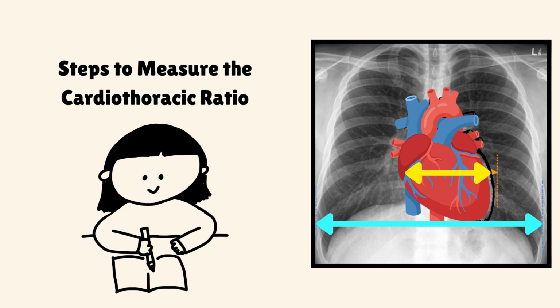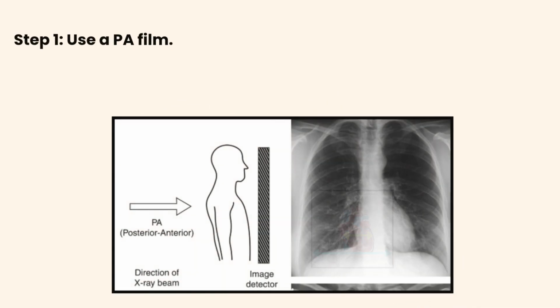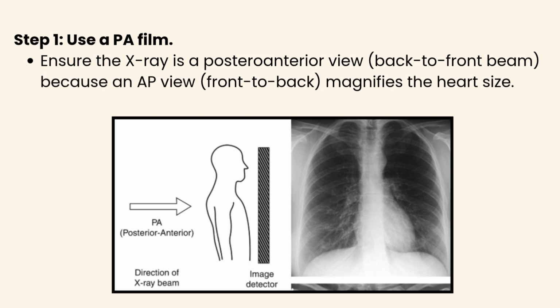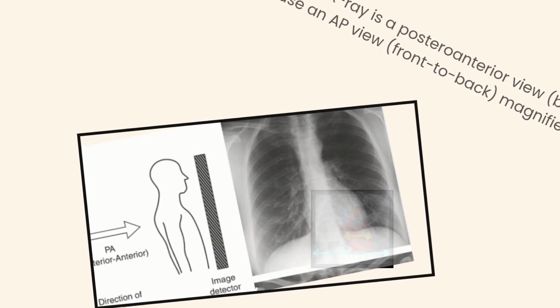Following are the steps to measure the cardiothoracic ratio on X-rays. Step 1. Use a PA film. Ensure the X-ray is a postero-anterior view, back-to-front beam, because an A-P view, front to back, magnifies the heart size.